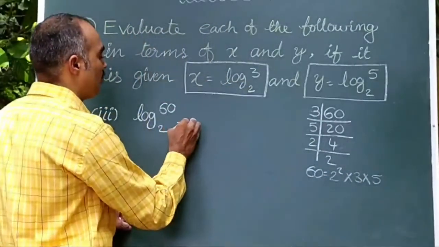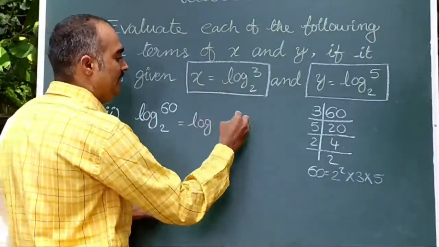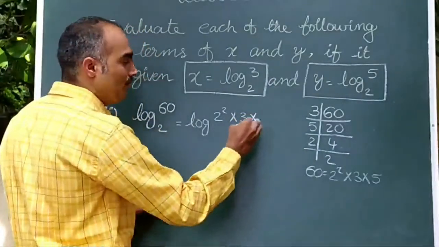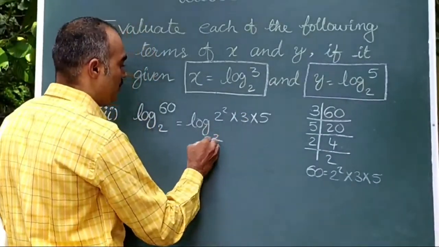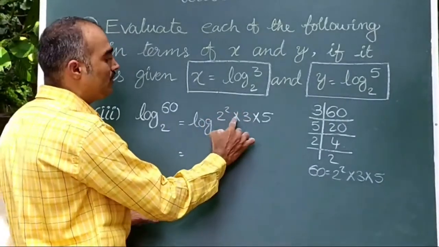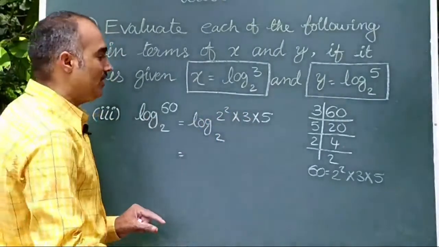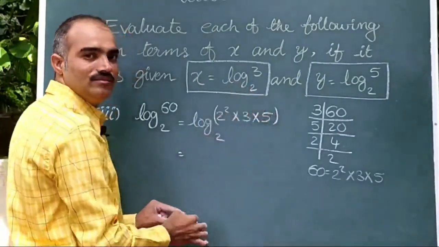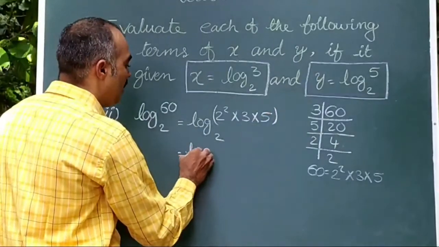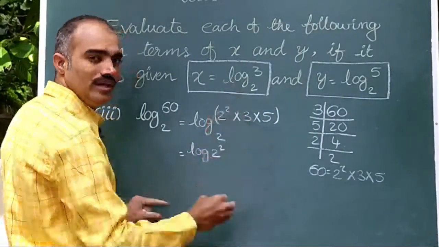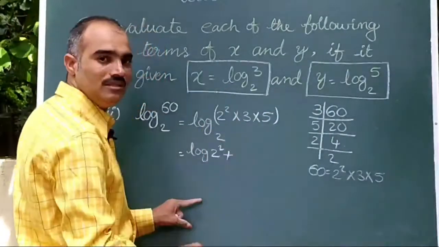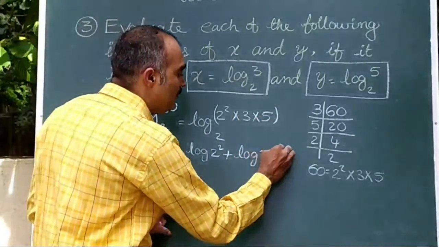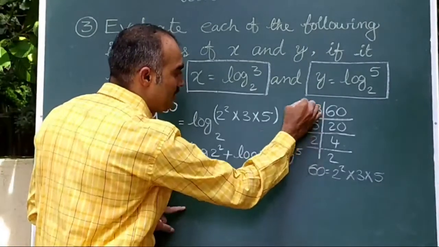So, let us write this problem as log of 2 square into 3 into 5 base 2. You just observe here, children, 2 square is 4, 4 3s are 12, 12 5s are 60 only. Now, here it is log of a b c. So, we can split that as log a, that means log 2 square, here the product means plus comes, plus log b means log 3, plus log c means log 5.